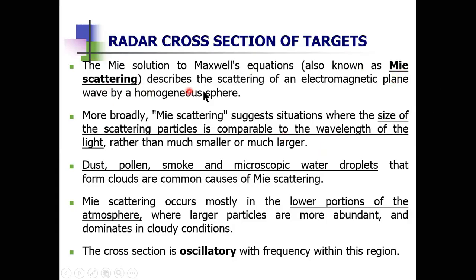Next was Mie scattering. Mie scattering suggests situations where the size of the particles is comparable to the wavelength, rather than much smaller or larger. Examples are scattering because of dust, pollen, smoke, and microscopic water droplets, usually where the particles are in the lower portions of the atmosphere. Here the cross section sigma is oscillatory with frequency, because of the two waves I just showed you, the specular return and the creeping wave.